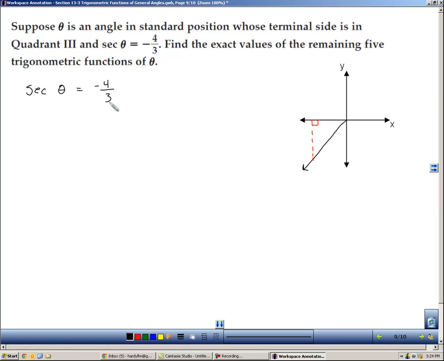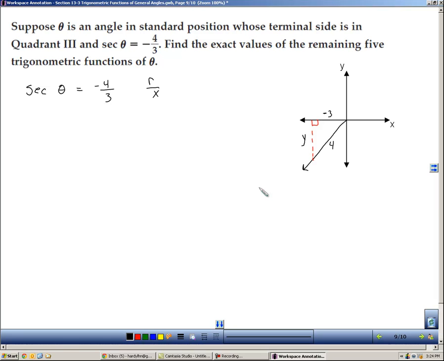Now secant is the inverse of cosine, and secant is found by doing r over x. So we know now that the radius is 4 and the x value is 3. Since 4/3 is negative, we're going to put the negative with the 3 because it makes sense to go to the left and make it a -3, and then our hypotenuse is going to be a positive number. So what we don't know is the y.